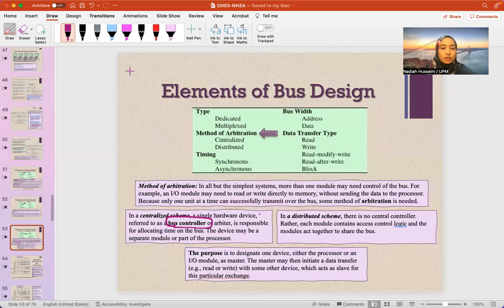So the purpose is to designate only one device, either the processor or an I/O module, as the master. The arbitration will assign a master, and once it has decided who the master is, the rest are going to be slaves. The master may then initiate a data transfer with some other device which acts as slave. So one module becomes the master, and this is done through the method of arbitration.